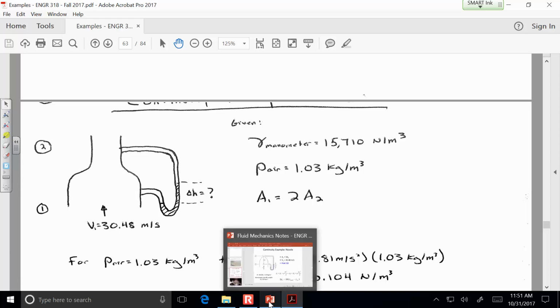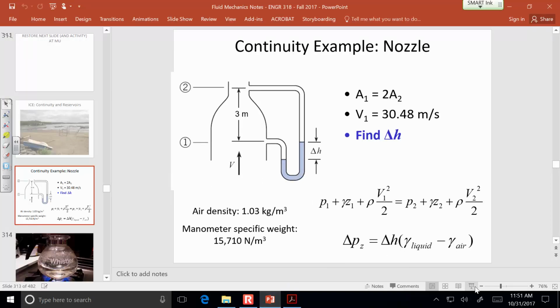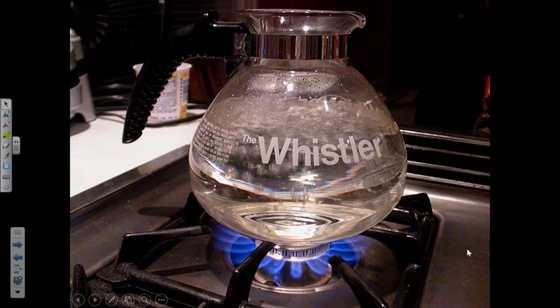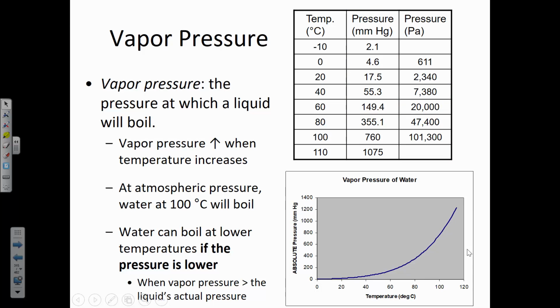Okay, let's talk about an application of the continuity relationship, and it's related to vapor pressure. We know that you can boil water by heating it up. We already know that, right? Another way to boil water is to lower the pressure that surrounds it. So when we heat water, what's happening is you're increasing the vapor pressure.